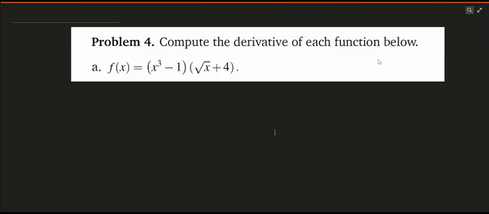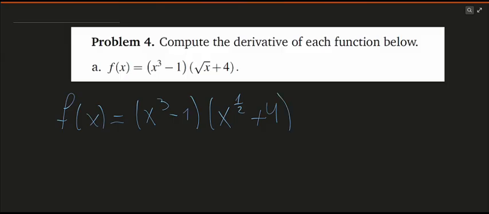Okay then. Problem 4, same worksheet number 4. Compute the derivative of each function below. We're going to be doing this one. F of x equals (x cubed minus 1) times (square root of x plus 4). Let's actually rewrite this because derivatives like powers. They don't like reciprocals and they don't like roots. So let's rewrite this. Literally, just me rewriting the square root as a power of 1/2. That's something you definitely want to know. So square root of x is equal to x to the power of 1/2.